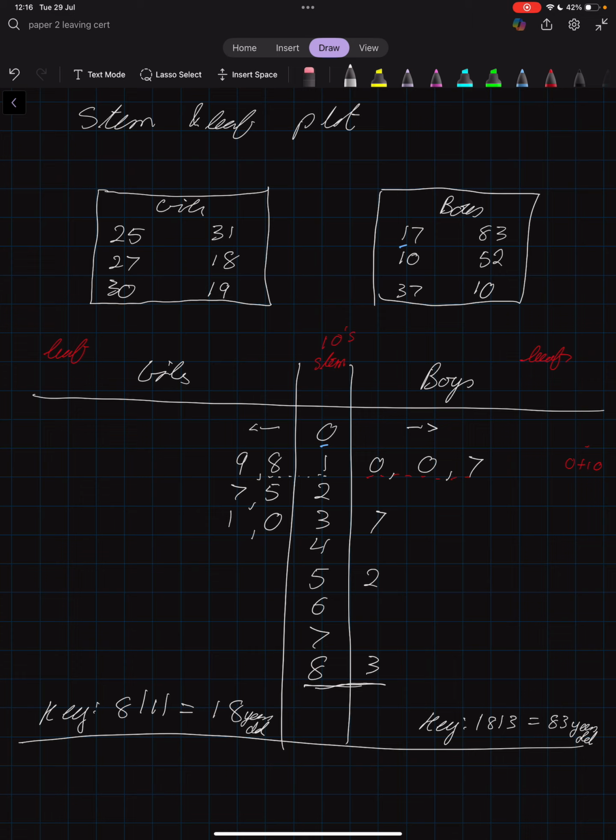Okay? So that's just a stem and leaf plot. That's how you do those. And then that's it.